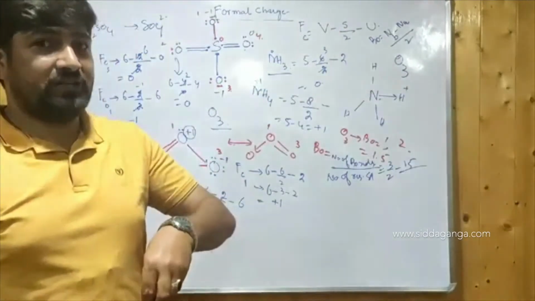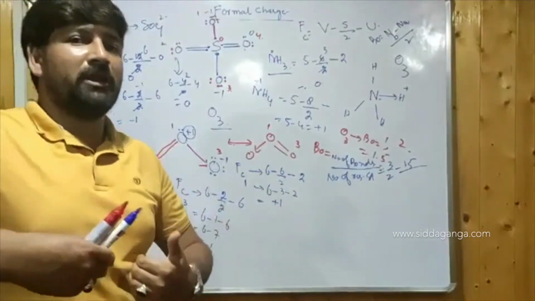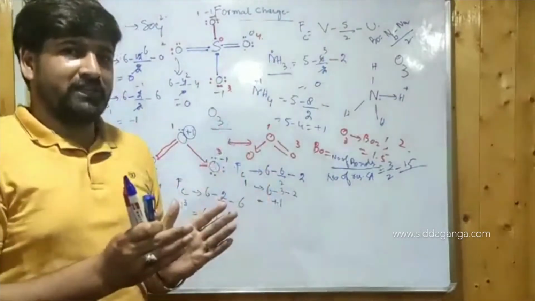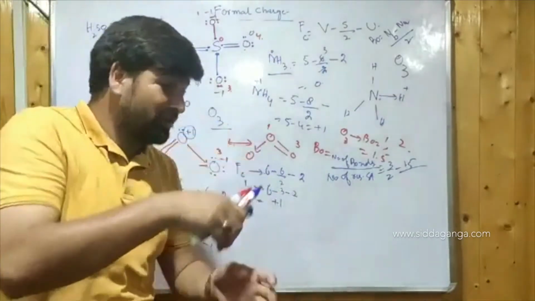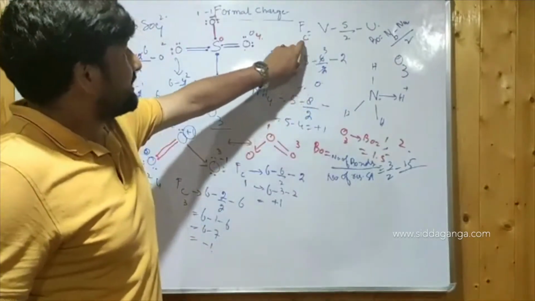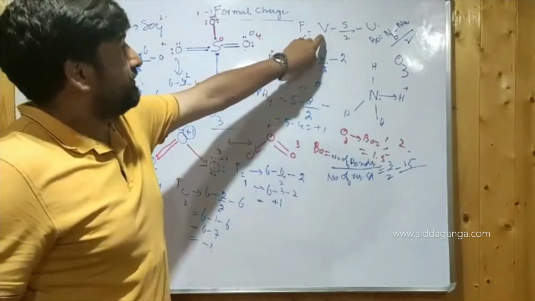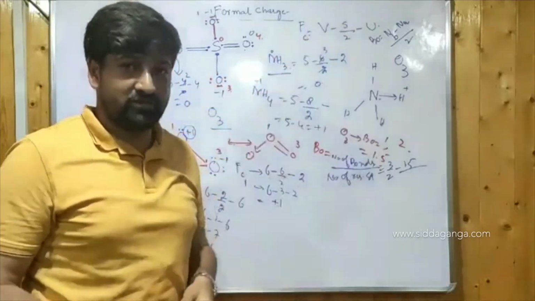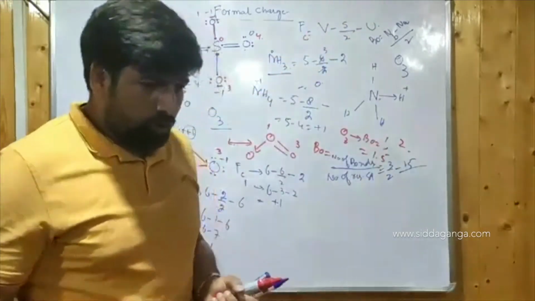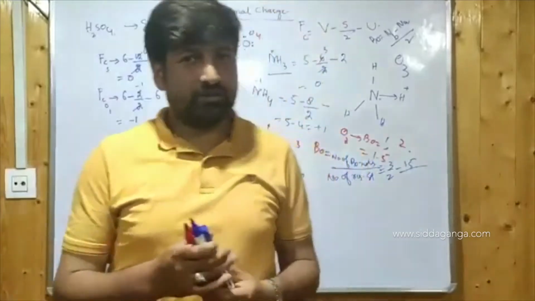The charge existing on the atom after everything has been removed from it, means whatever is there belongs to that particular atom only. Is it clear? So formal charge can be calculated as FC equals V minus shared by 2 minus unshared electrons. Clear or not? So we have 2 more classes left for chemical bonding.